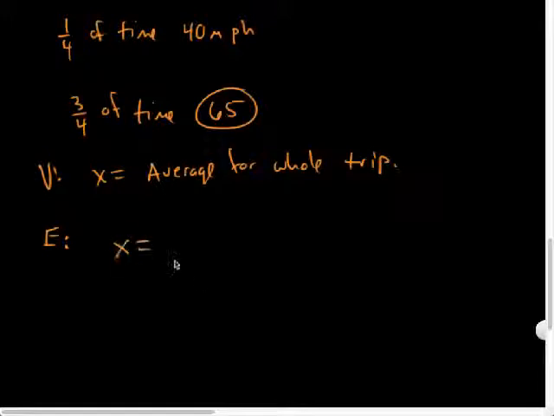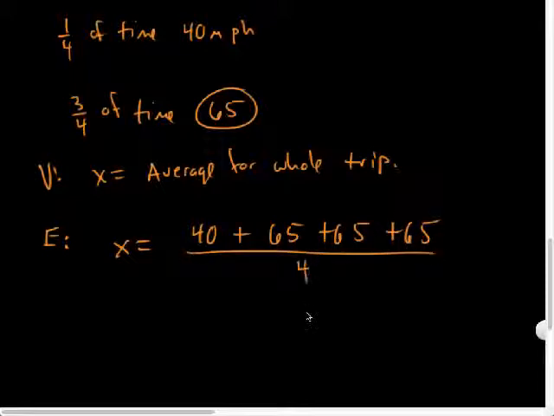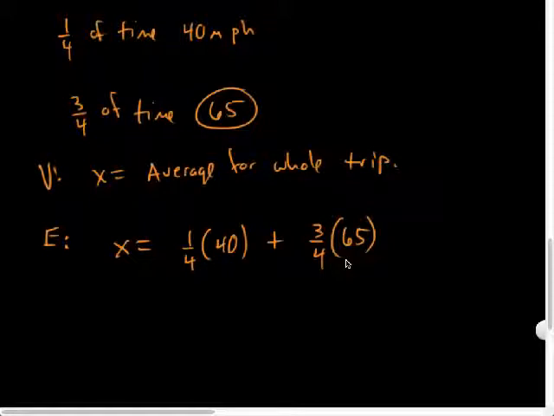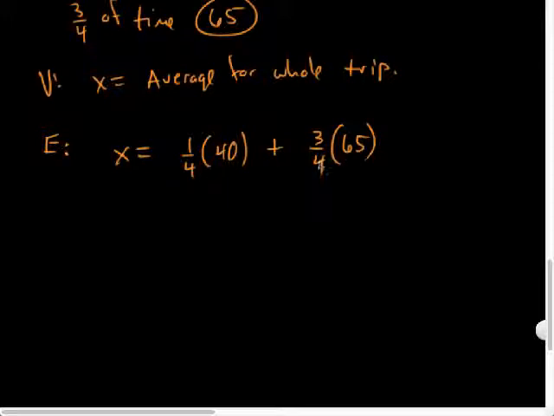So my average speed for the whole trip, you could think of it as 40 plus 65 plus 65 plus 65, all divided by 4. Or a better way to think of that, because writing 65 multiple times isn't the most efficient, I could think of it as 1/4 of the time she's traveling 40 miles an hour plus 3/4 of the time she's traveling 65 miles an hour. All right? So that's going to accomplish the same thing.